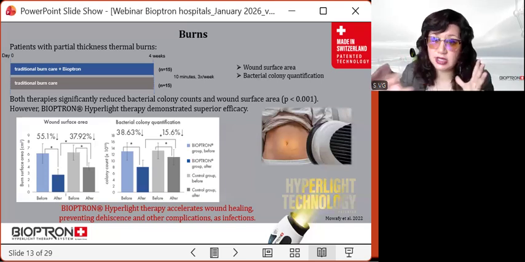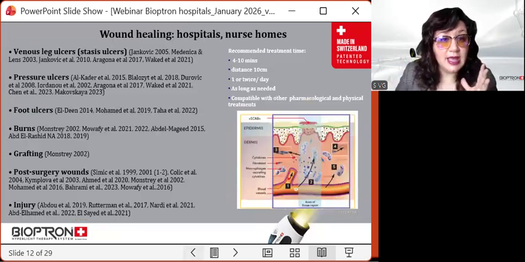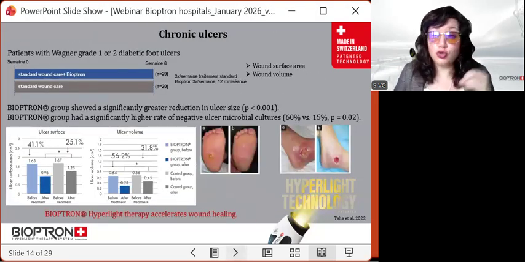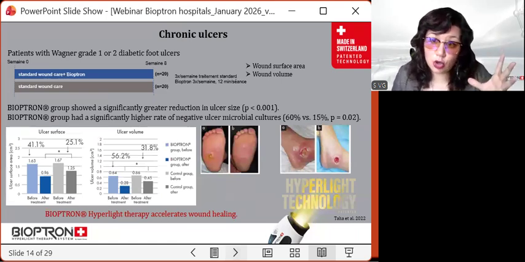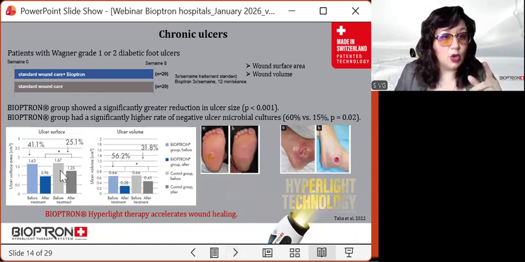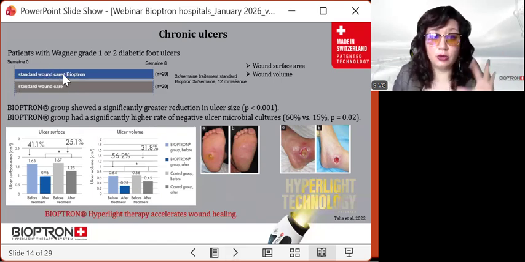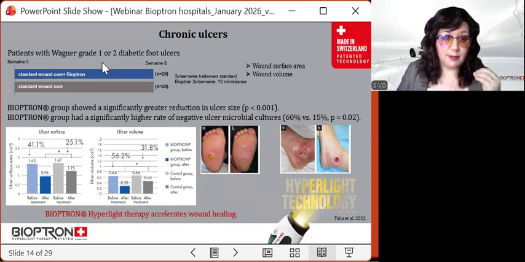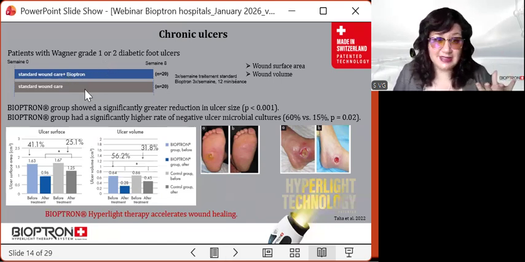Those are some examples that you can give, but you can use any other study that we have here. I'm just giving you some examples. Also for chronic ulcers, if you are approaching nursing homes, they will have quite a lot. Once again, a standard treatment for wound care for diabetic foot ulcers, one control group, one group in which they added Bioptron, and the results are very similar.